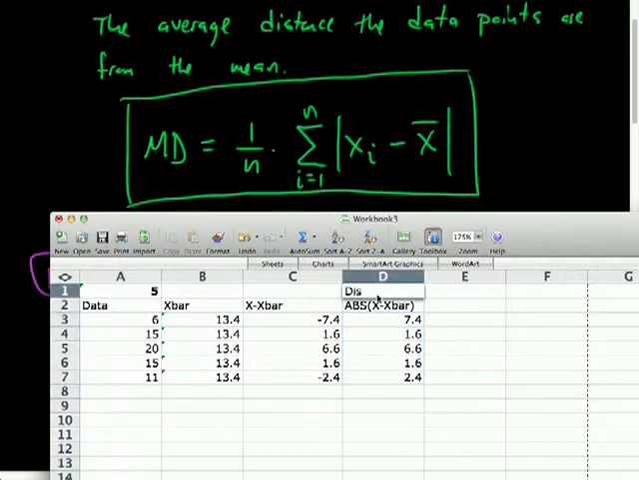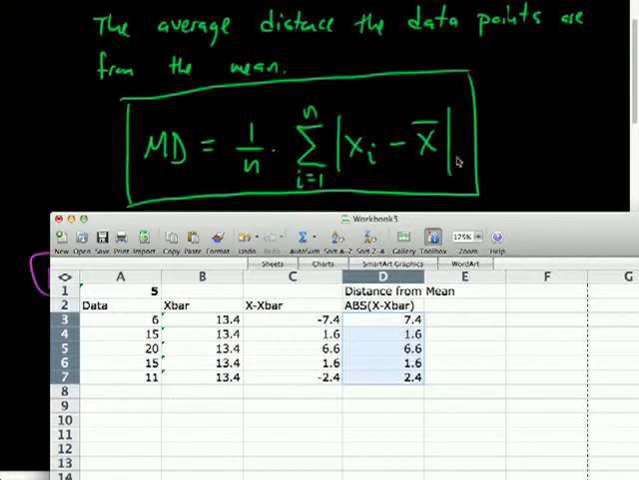So this is the distance from the mean, is what that is representing. This data point, 6, was 7.4 units from the mean, which was 13.4. 20 was 6.6 units from the mean, which was 13.4. 15 was really close to the mean. It was only 1.6 units away. So to measure this variability, to measure how dispersed my data is, I'm interested in the average of these distances. And that's actually what we're going to be talking about.